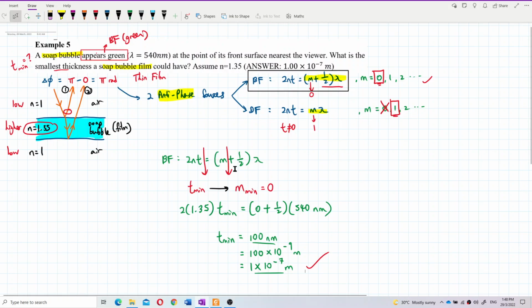So m equals 0. You just put everything inside and get the minimum thickness. That's all for these questions.